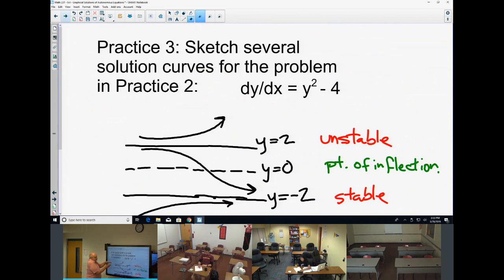So then where the solutions split, that's unstable. Then here where this curve changes concavity, this is going to be a point of inflection. And then where these two curves come together, that's a stable equilibrium point.